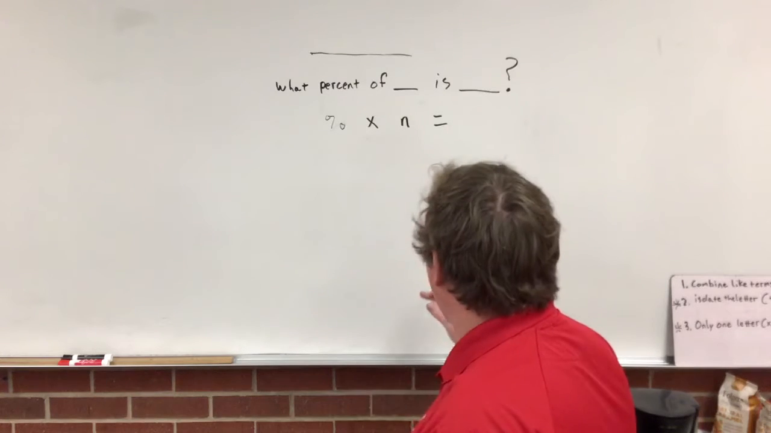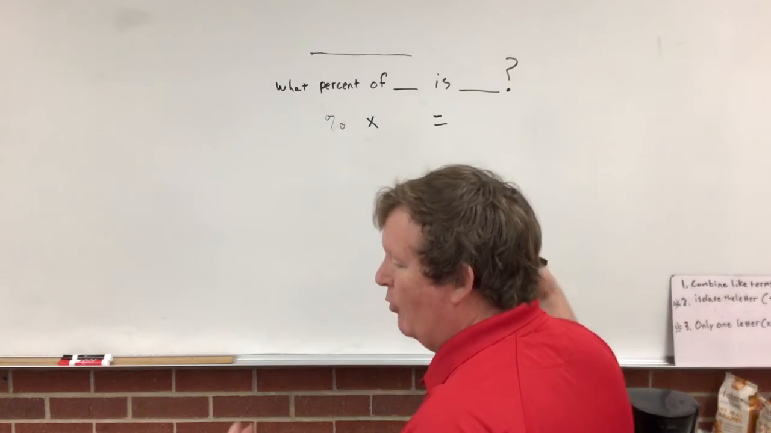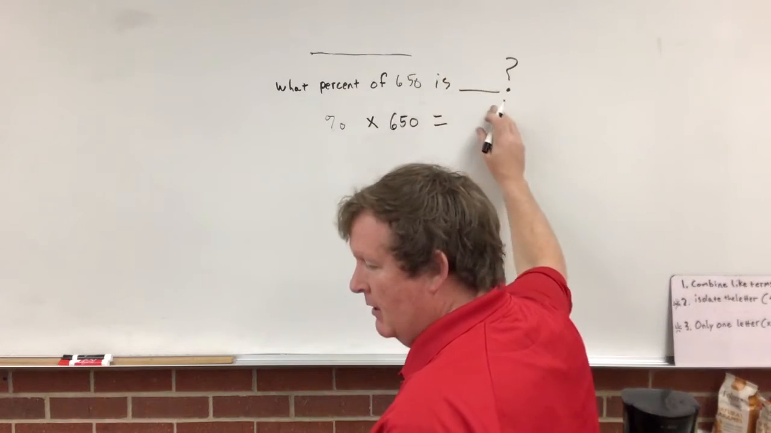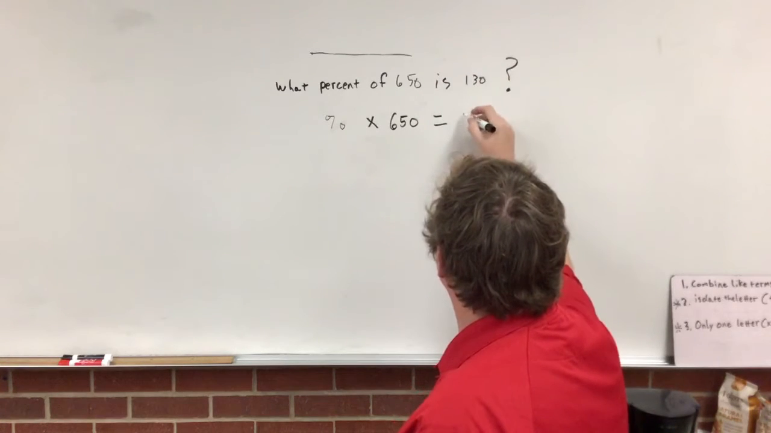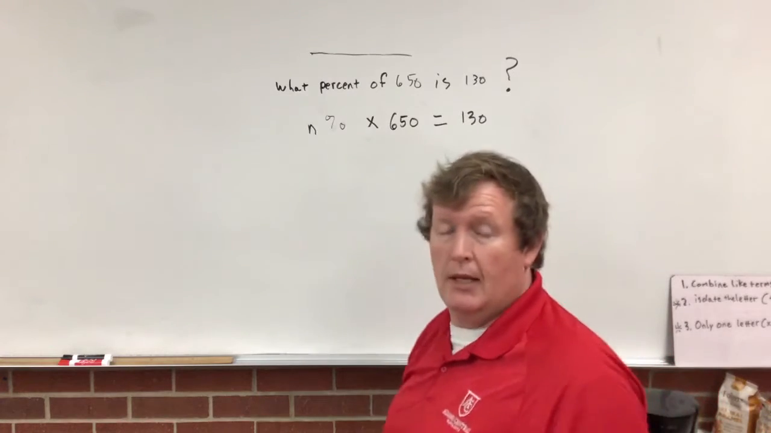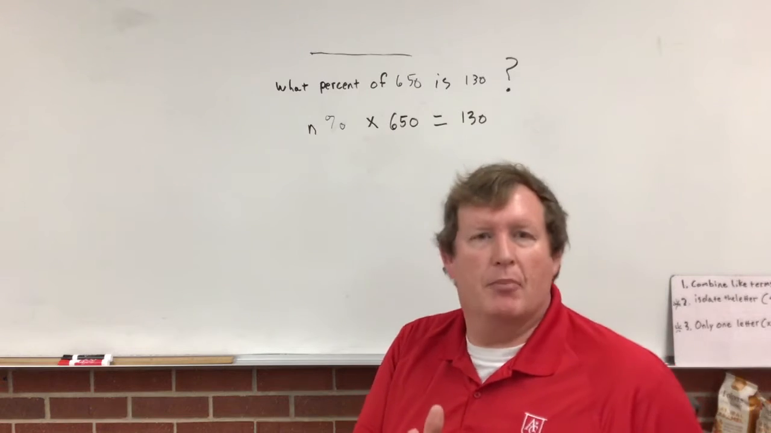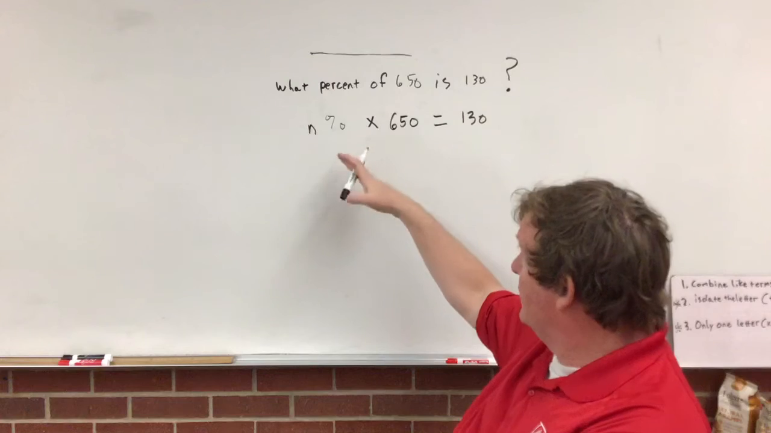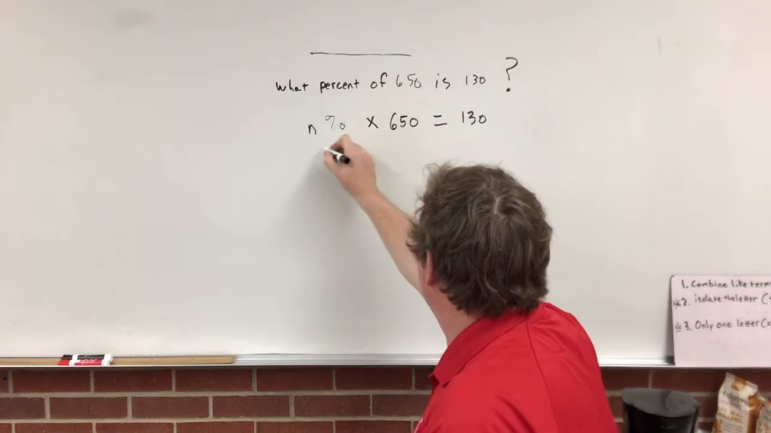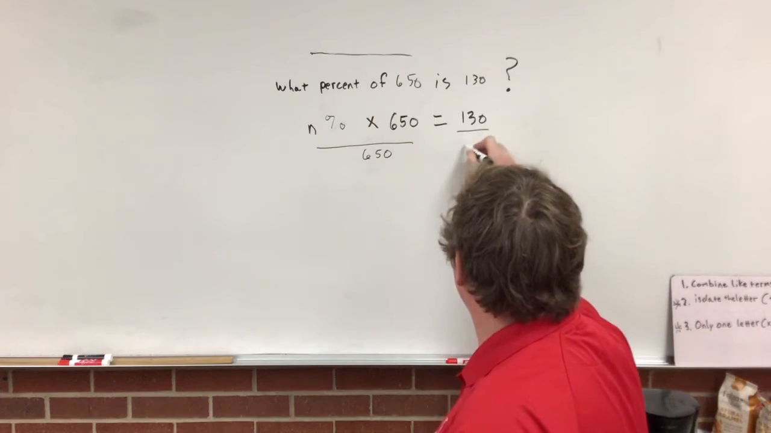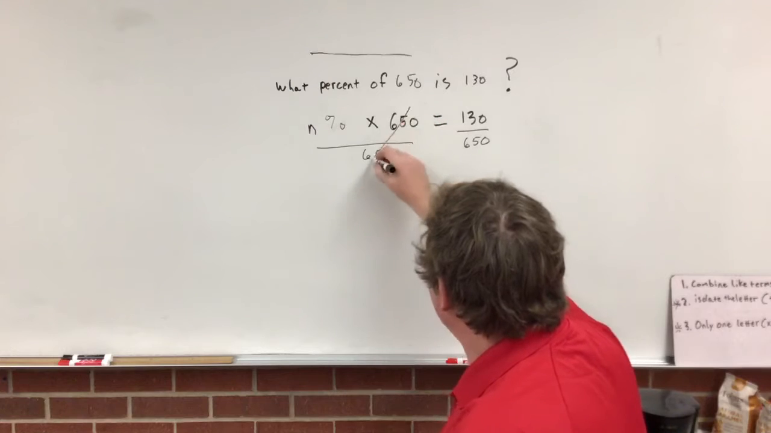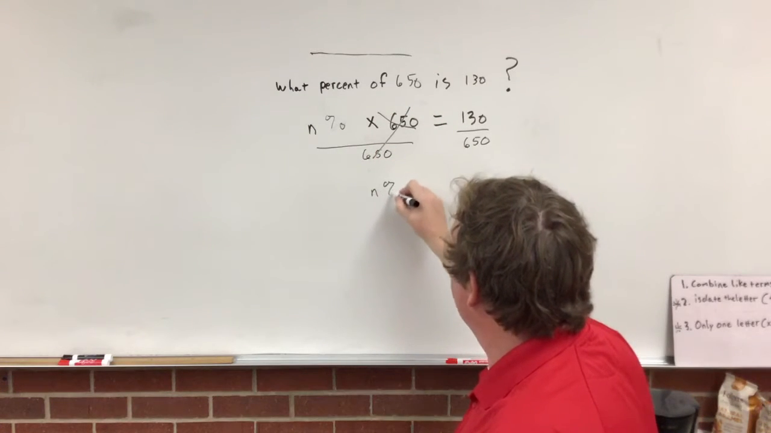So let me find one here just to practice with. One that they give us up in the class exercises, they say, what percent of 650 is 130? So when I convert this, I don't know what my percent is. So what I do is a little bit of algebra that we've been practicing. We do the opposite of multiply to both sides, so we get our percent by itself. So we're going to divide by 650. 130 divided by 650. So these cancel out, and then I don't know what the percent of this is.